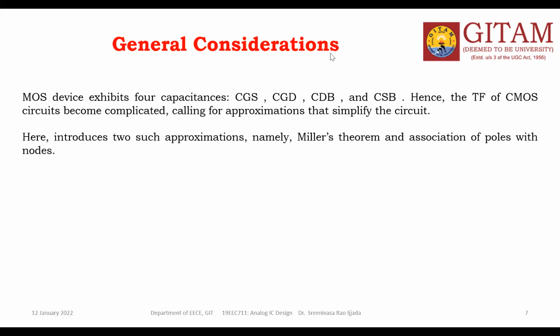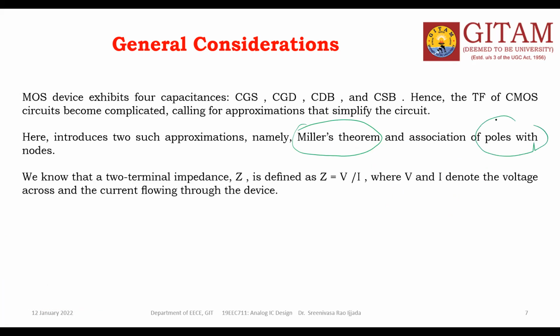So here we introduce 2 such approximations. One is the Miller theorem. This is one of the approximations. And one more is the poles and zeros concept, poles with the nodes. So these are the 2 approximations we must consider to simplify the circuit. Why is the circuit complicated? Because of the capacitors. But for the analysis, we must simplify it.